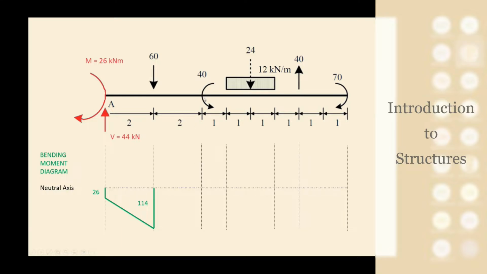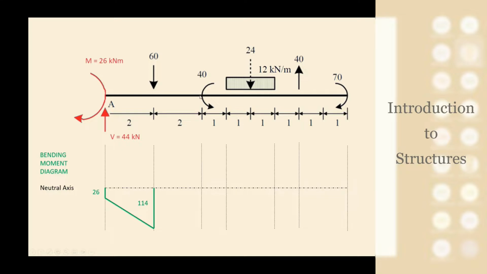The next point of interest, or the next 2 points of interest in terms of bending moments, are the cross section immediately before the moment applied at this point and the cross section immediately after this moment, because this moment will certainly affect the diagram. So the first point we're going to discuss is the point immediately before the moment.